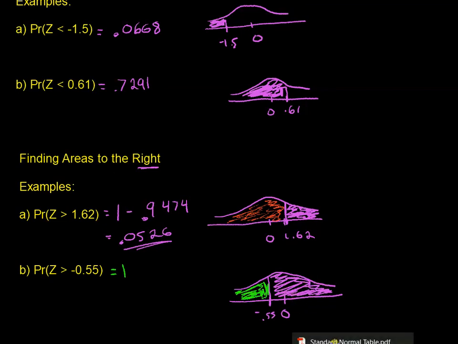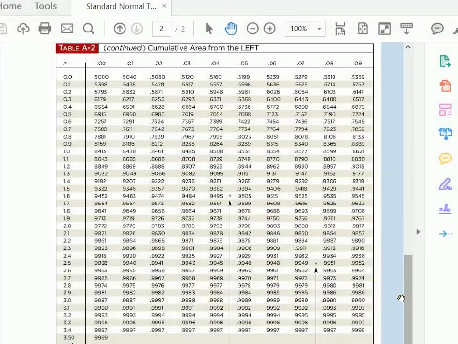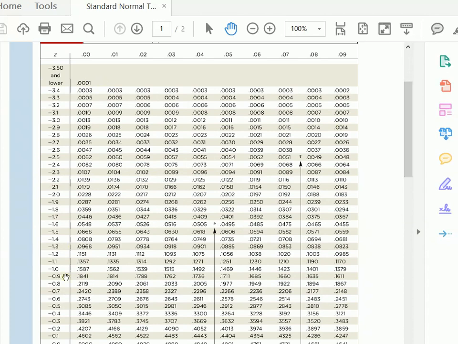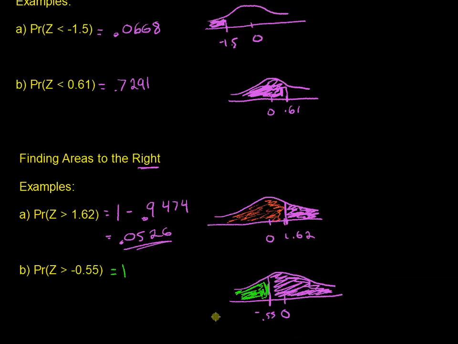So let's look up negative 0.55. Let's go to the side of the table that has the negative z values. Okay, so negative 0.5, then go over to 0.55, so that's here. It looks like that's going to be 0.2912. Okay, so let's go ahead and write that down.